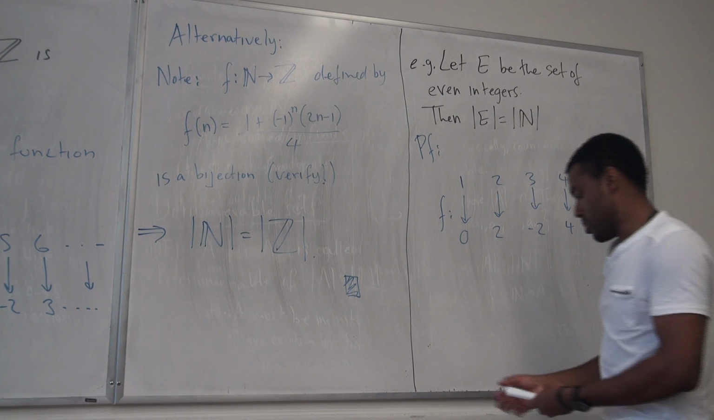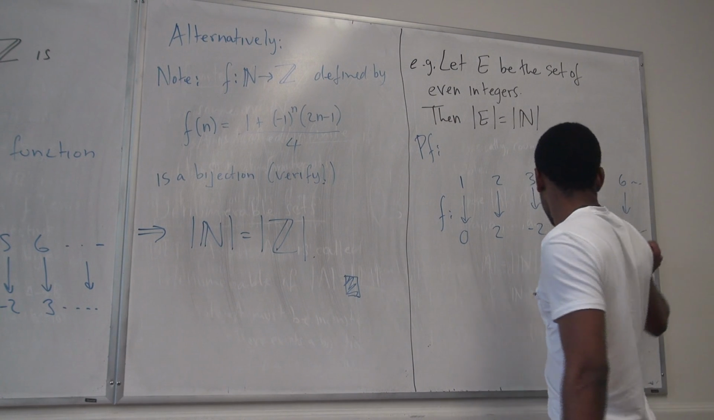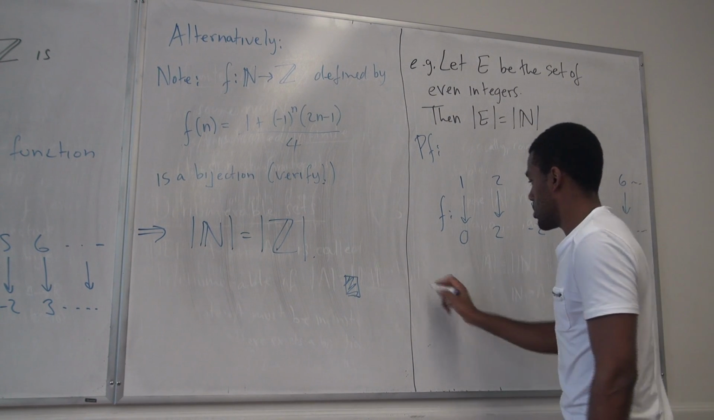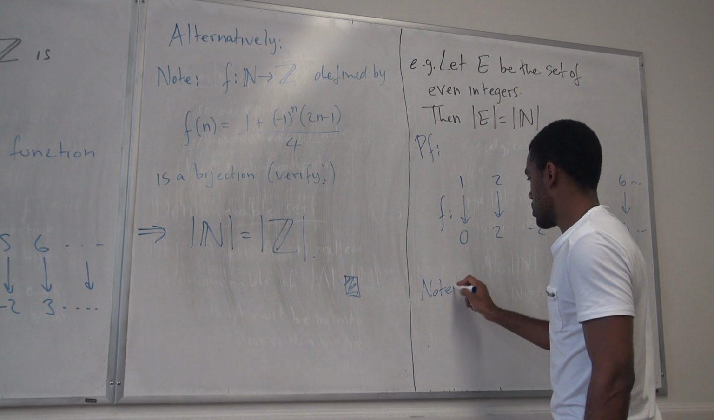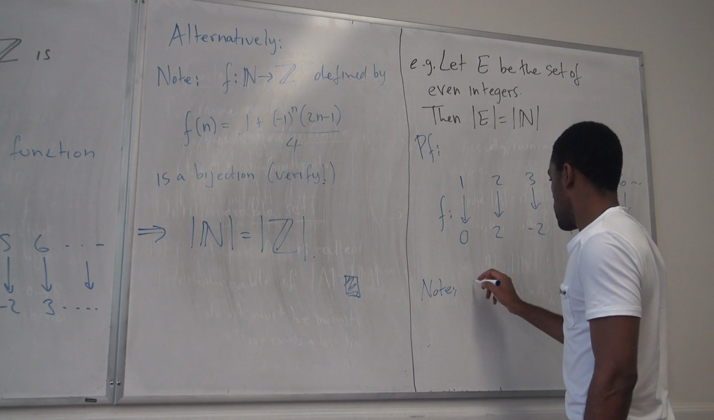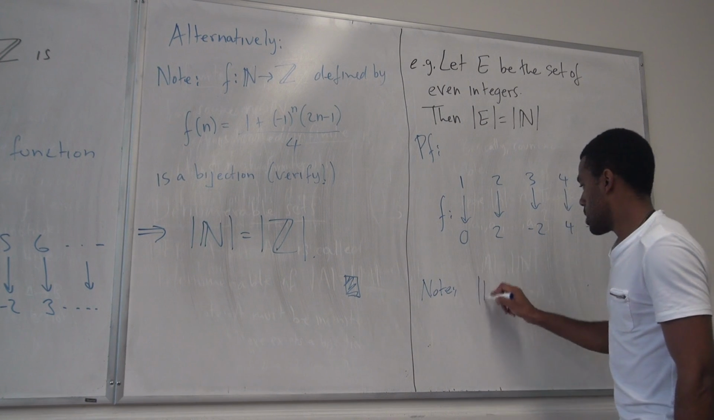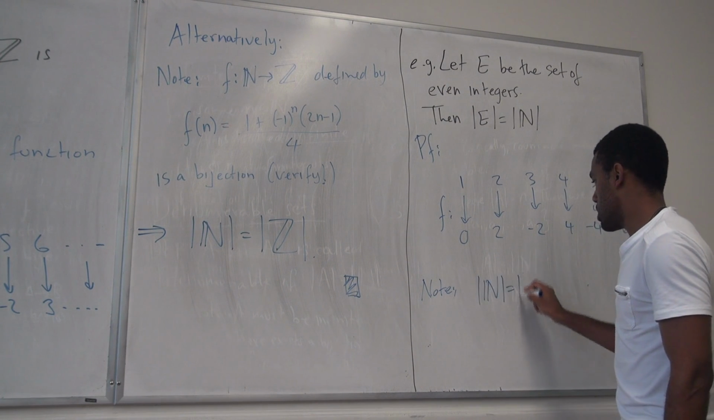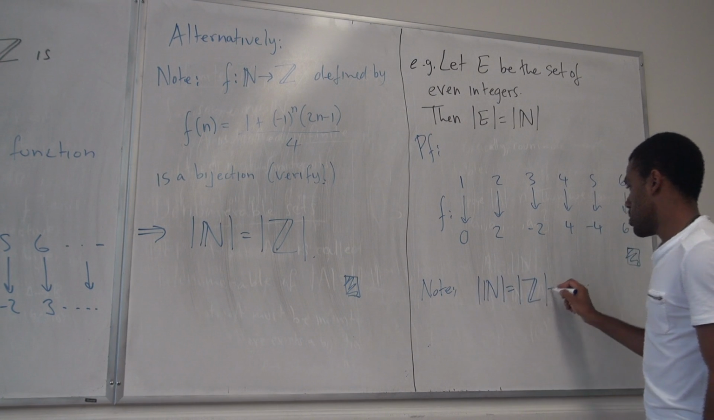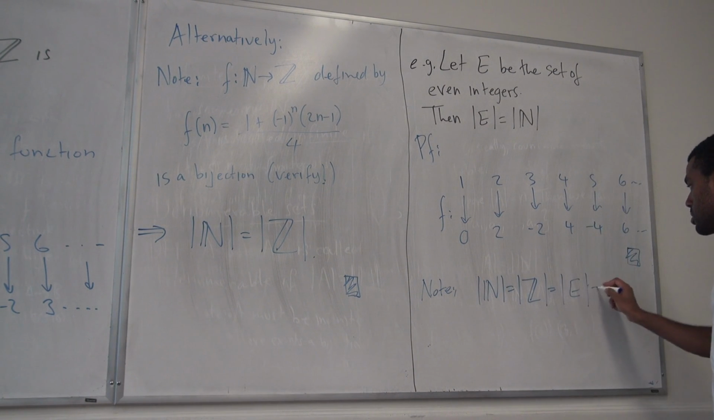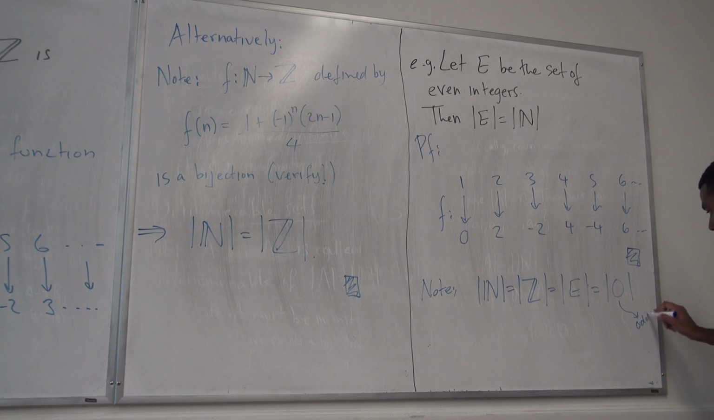So notice that the size of N is actually the same as the size of Z, which is the same as the size of E, which is the same as the size of O. These are the odd integers.